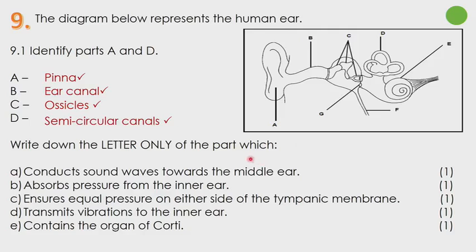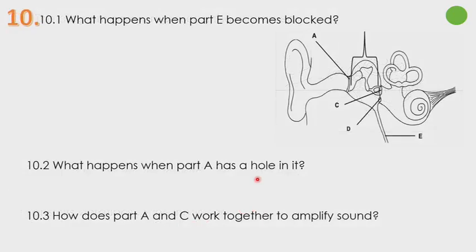Okay, right. Next question, they want to know, write down the letter only of the part which conducts sound waves towards our middle ear. So that's going to be B. Absorbs pressure waves from the inner ear, that will be G. Ensures equal pressure on either side of the tympanic membrane, remember that's your Eustachian tube, that's F. Then transmits vibrations to the inner ear, that will be C, and then lastly contains the organ of Corti, as we said that's the hearing receptor, which will be located in structure E.